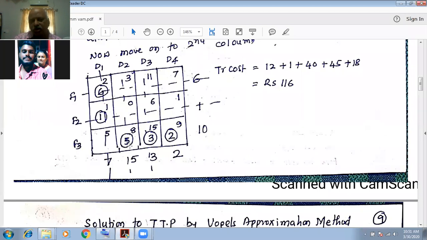So how much quantity can I give here? F3 can supply 10 units, but showroom number 2 cannot take 10 units, because the capacity of that is only 5 units. Therefore I have made an allotment of 5 units of cars from factory 3 to showroom number 2.